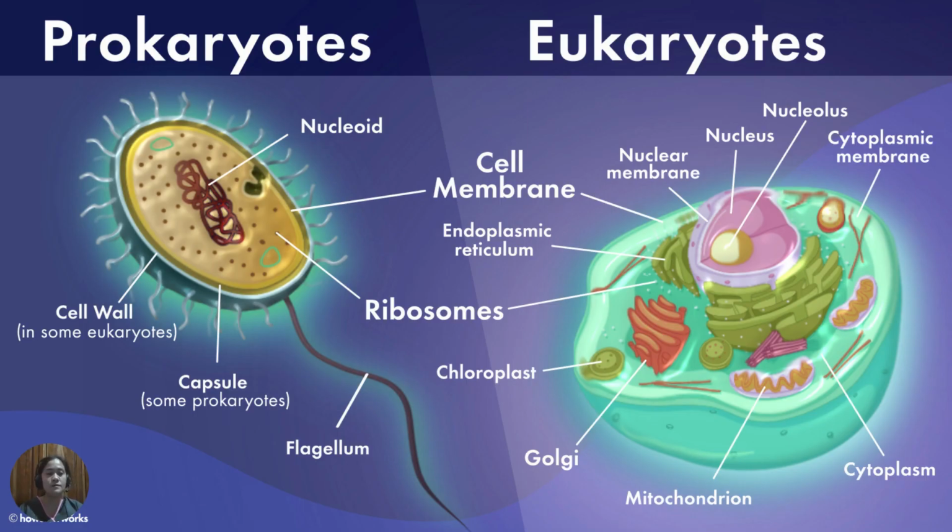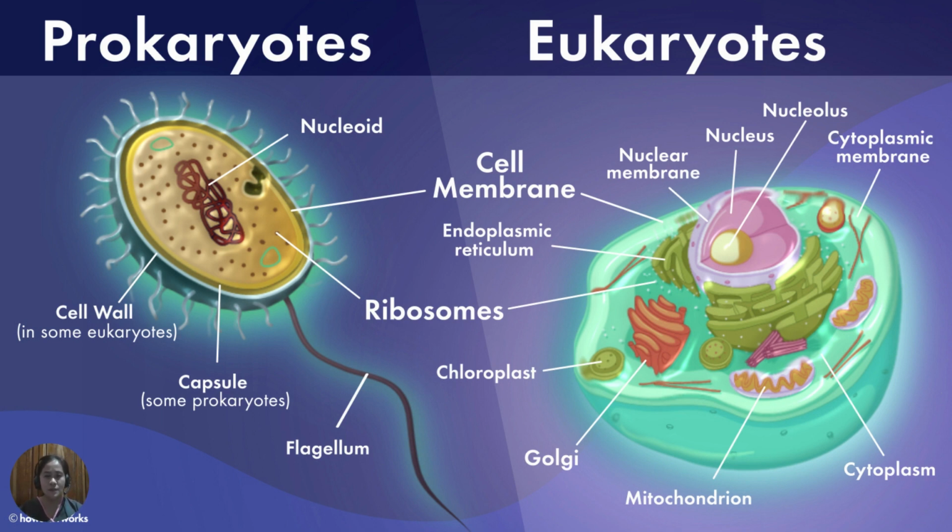So let us now talk about the prokaryotes and the eukaryotes. The prokaryotes have a nucleoid. It has a cell wall. However, some eukaryotes also have a cell wall. It has a capsule, and it has a flagellum. While in the eukaryotes, we have the nucleus, the nucleolus, and the nuclear membrane.